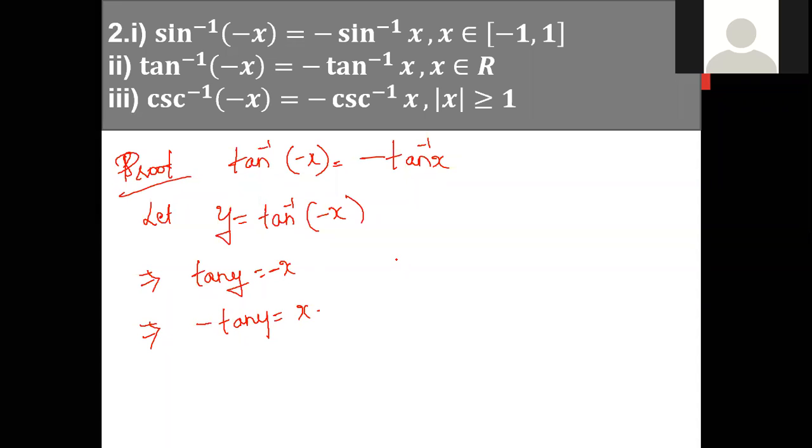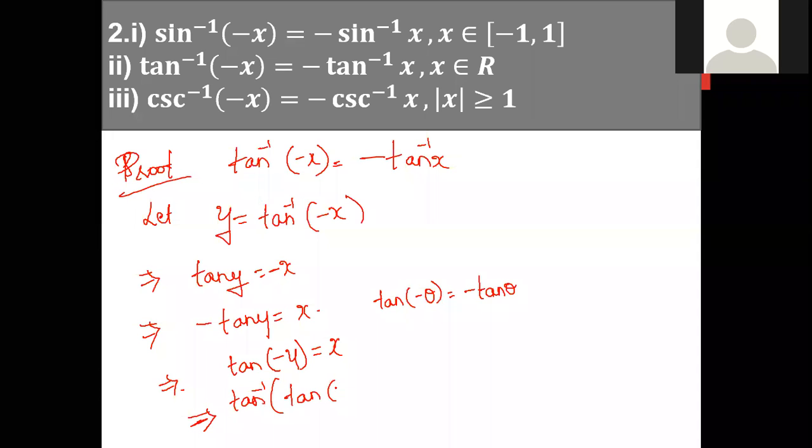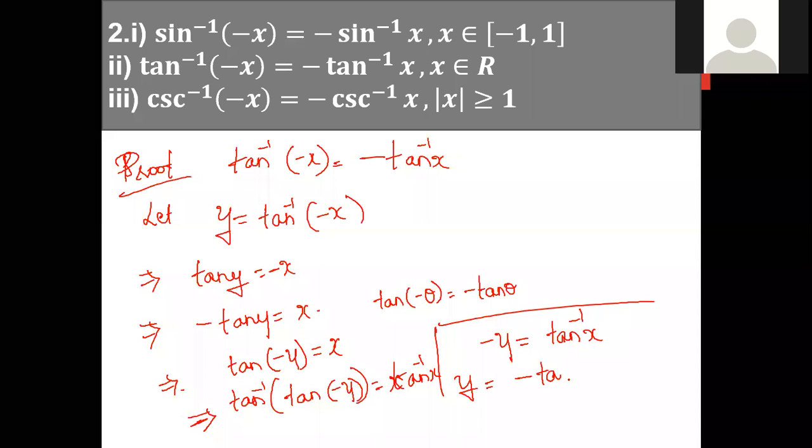But we know that tan of minus theta is minus tan theta. So this I can write as tan of minus y is equal to x. I have applied tan of minus theta is minus tan theta. Then I'll apply tan inverse on both sides. So it is tan inverse of tan of minus y is equal to, sorry, tan inverse x. So that is minus y is equal to tan inverse x, or y is equal to minus tan inverse x.